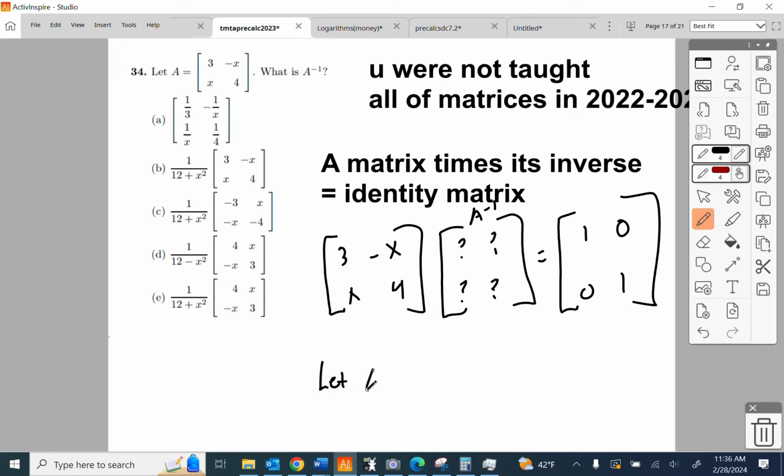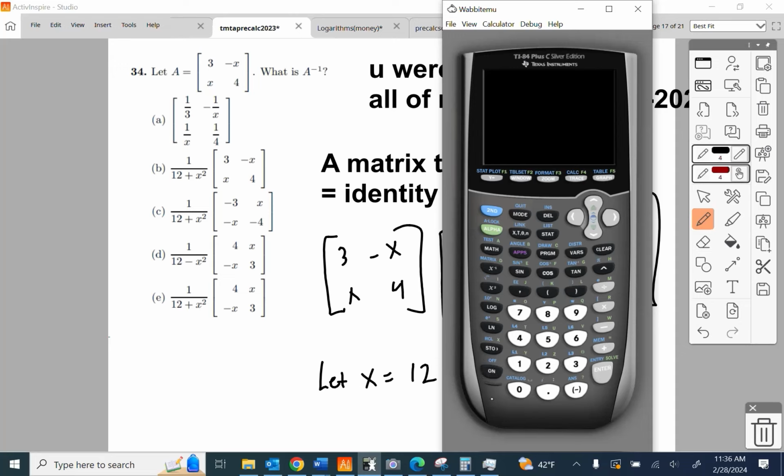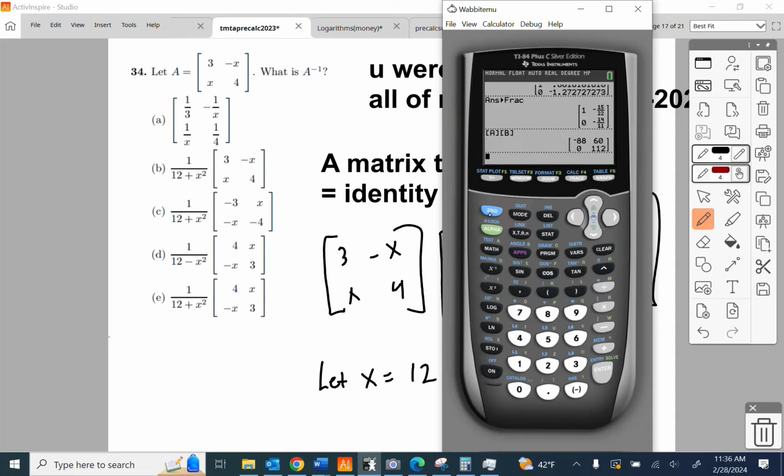We're going to let x be something funny. I'm going to use, I don't know, 12. All right, let's see how good a TI-84 is. So second matrix, edit. -3, -12. This is probably why it wasn't working for me in the first place. 12, 4. So I overtyped.